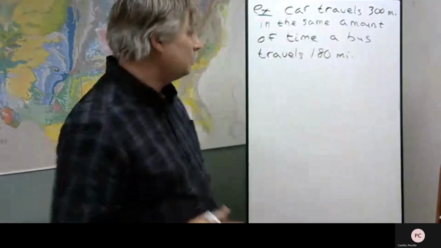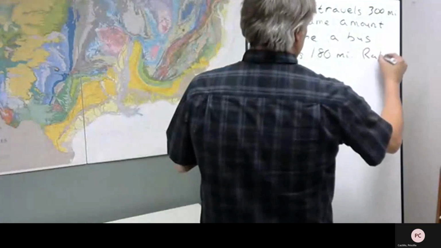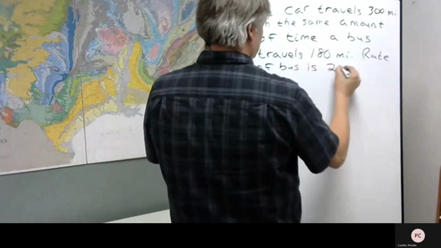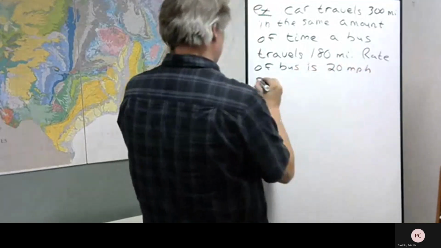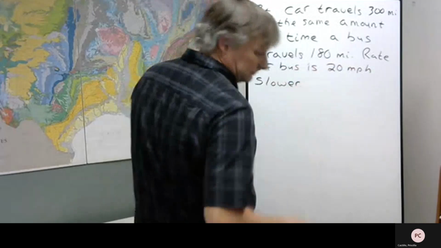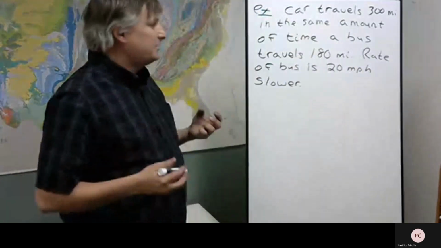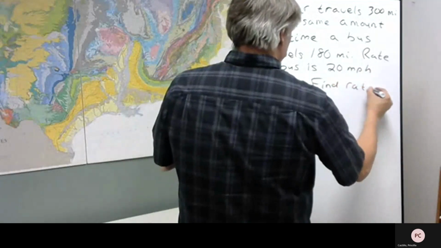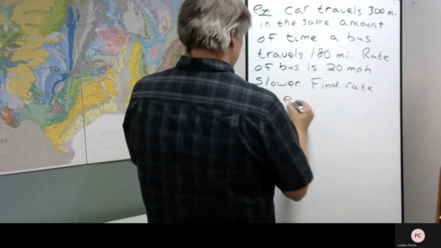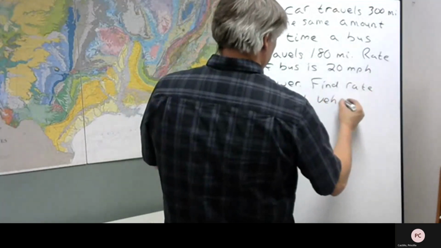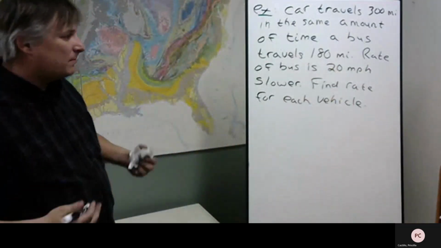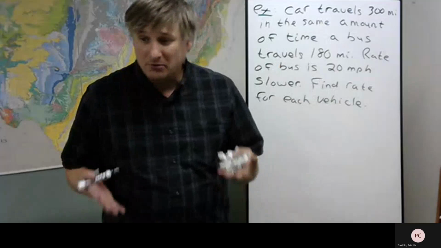Now, the rate of the bus is 20 miles per hour slower. So find the rate for each vehicle. So the only thing we actually know about these rates is the bus is 20 miles per hour slower.